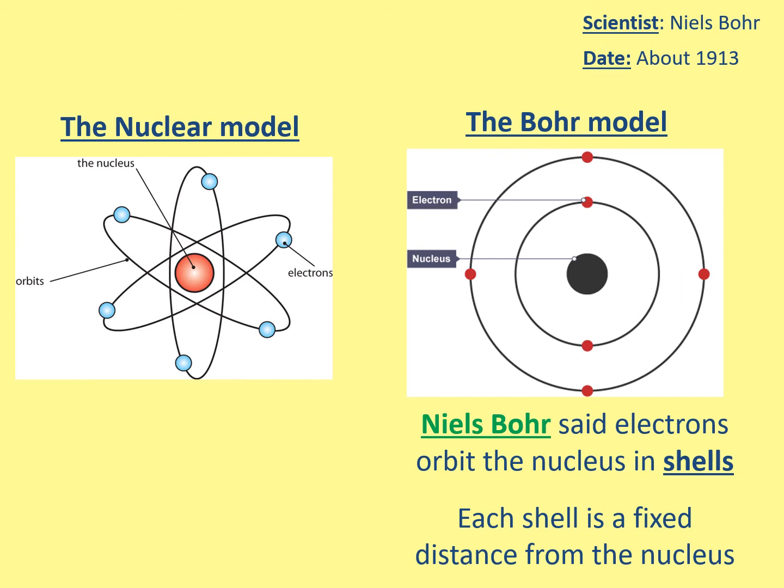In about 1913-ish, a scientist called Niels Bohr had a look at the nuclear model, and he came up with a very slight adjustment to it. So they still thought the nucleus was there, but he arranged the electrons into shells. And each shell was a fixed distance from the nucleus. And this is much, much more similar to the one we have today. So the nuclear model had a nucleus and electrons around the outside, but the Bohr model is the adapted version, and Bohr put the electrons in shells.